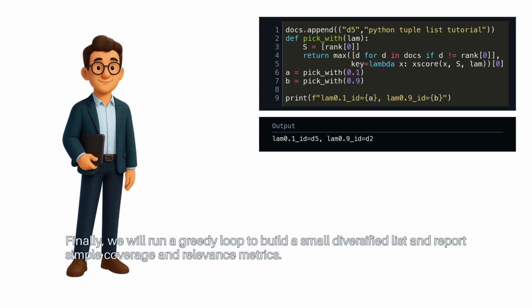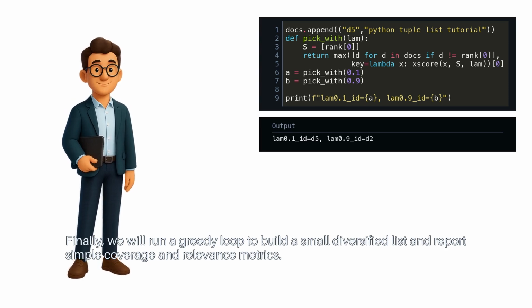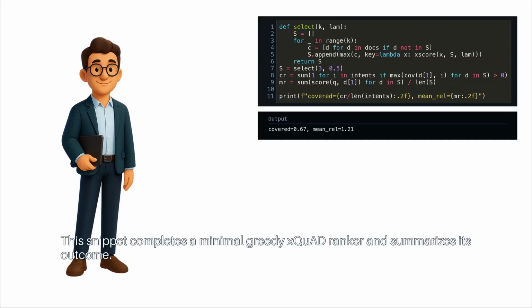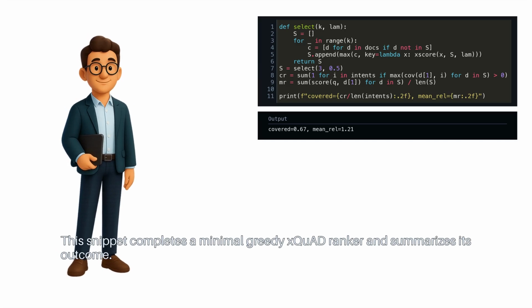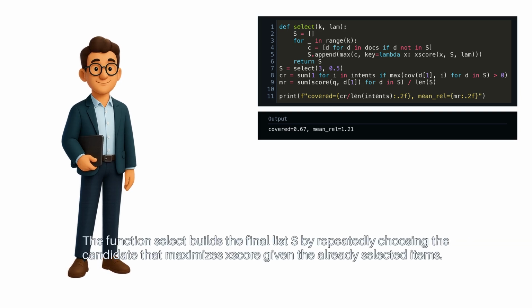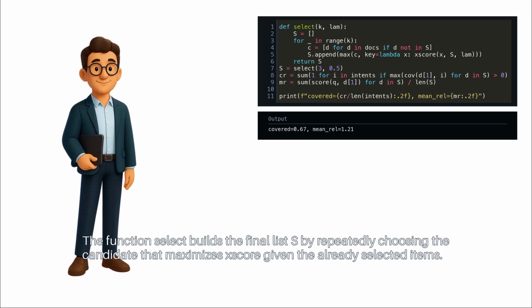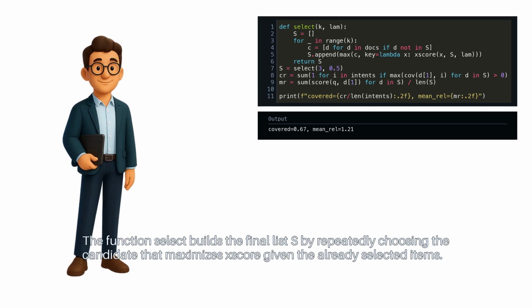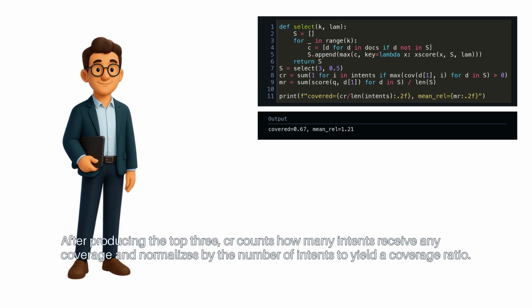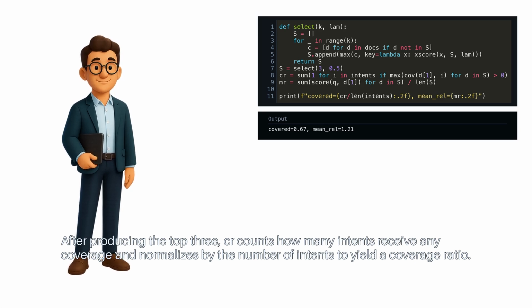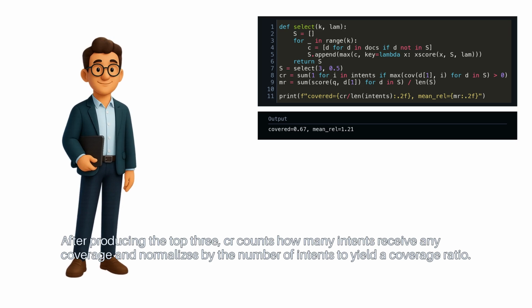Finally, we will run a greedy loop to build a small diversified list and report simple coverage and relevance metrics. This snippet completes a minimal greedy xQuAD ranker and summarizes its outcome. The function select builds the final list S by repeatedly choosing the candidate that maximizes xScore given the already selected items. After producing the top 3, CR counts how many intents receive any coverage and normalizes by the number of intents to yield a coverage ratio.